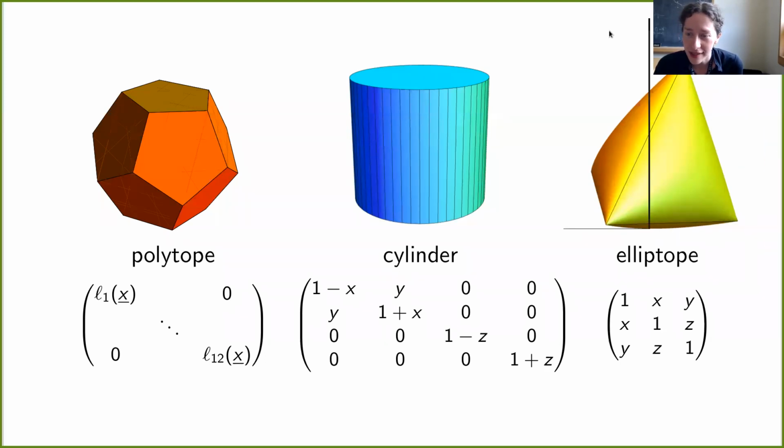Another interesting example is something called the elliptope, which we get by intersecting with matrices whose diagonal elements are all equal to 1. So this is a picture, a poofy tetrahedron, of the values of x, y, z that make this 3 by 3 matrix positive semidefinite.